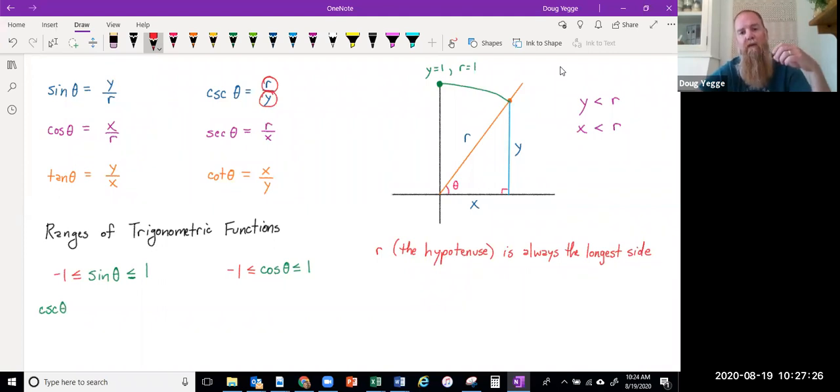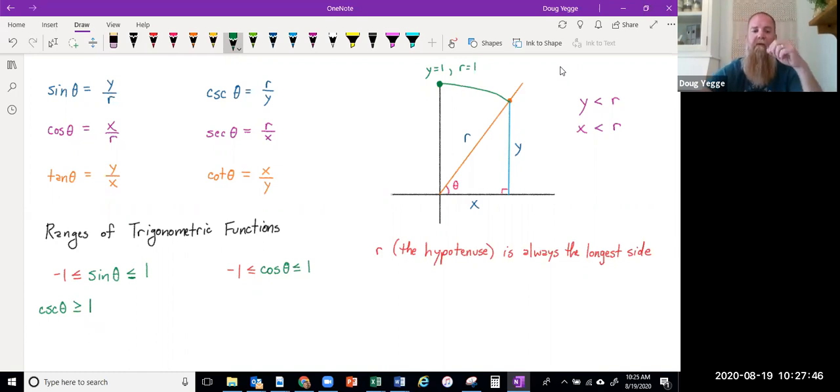Anytime we have a situation where the r value or the numerator is larger than the denominator, then we get an answer that's larger than 1. So that must mean the cosecant of theta would have to be larger than 1.